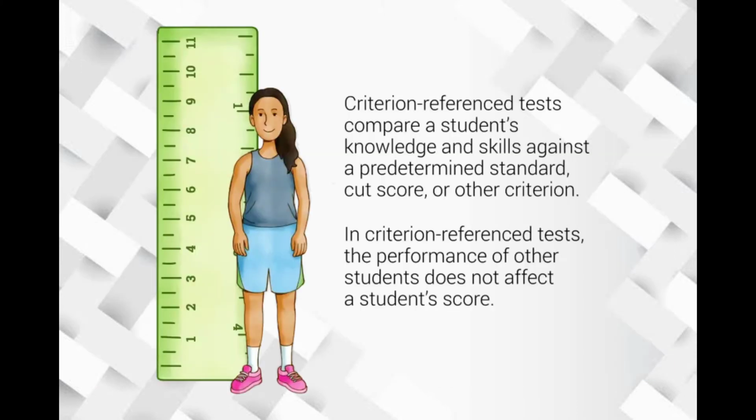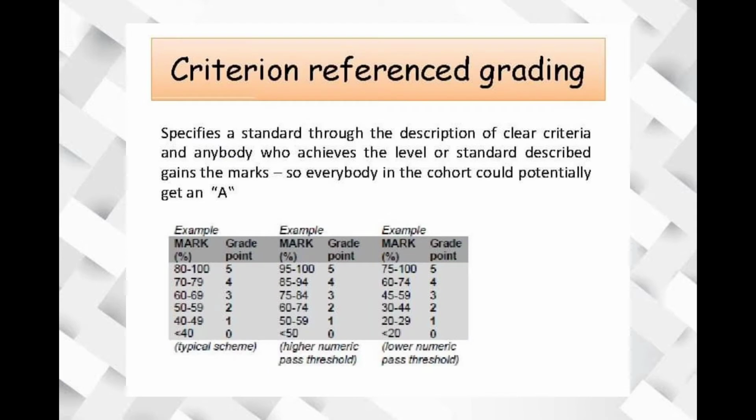Criterion reference tests or grading compare a student's knowledge and skills against a predetermined standard, cut score, or other criterion. In criterion reference tests, the performance of other students does not affect the score of the student. It specifies the standards through description of clear criteria, and anybody who achieves the level or standard described gains the marks. So everybody in the cohort could potentially get an A.